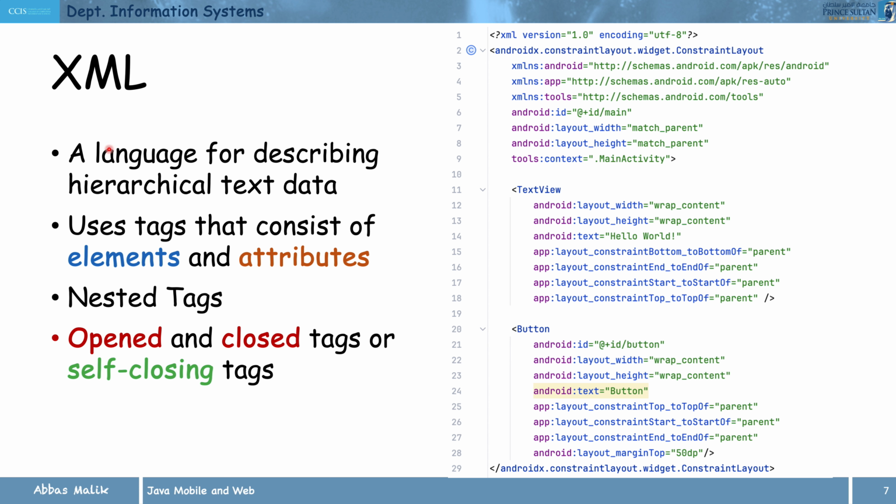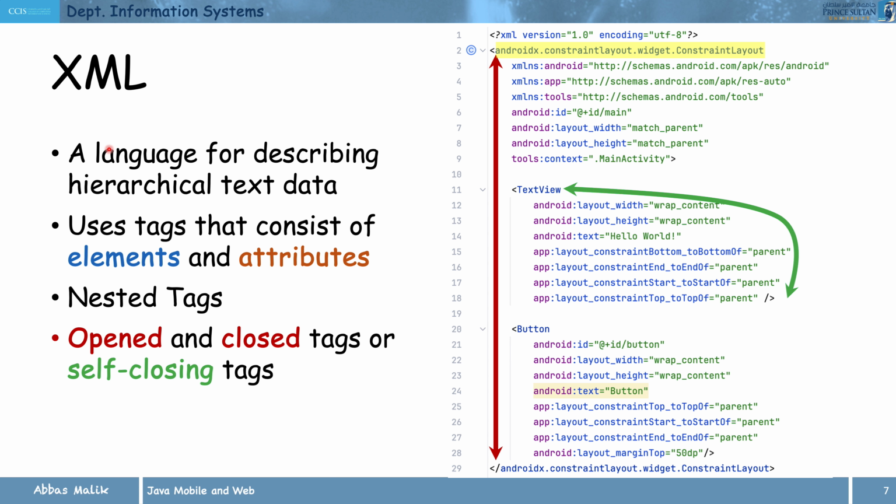Some of these tags are open and close, like this constraint layout: an opening tag, we define all the properties, and at the end we close it, just like the opening tag and closing tag in HTML. And there are some tags which are self-closing. You write the opening tag, assign all those properties, then a slash and angle bracket to close the tag. There is no closing tag here. Of course we can add one, but we don't need to.